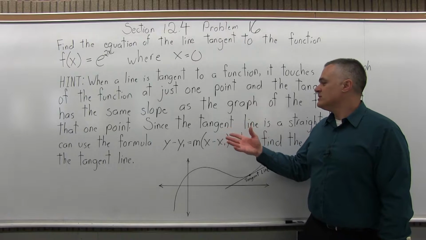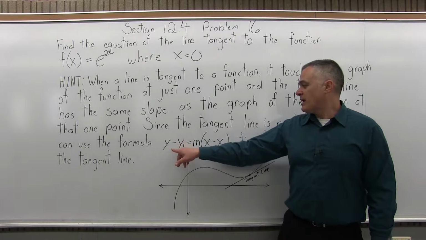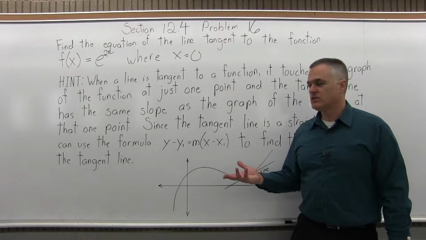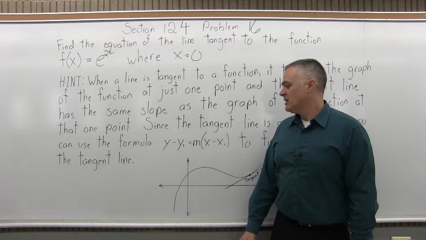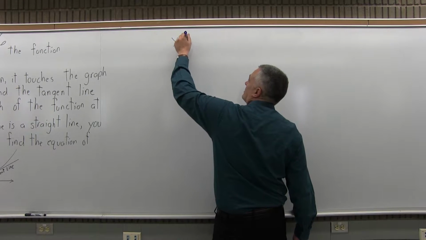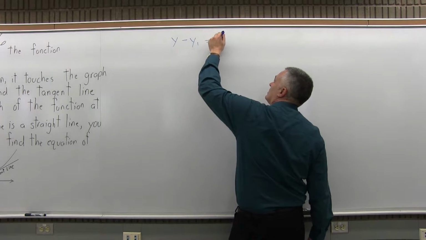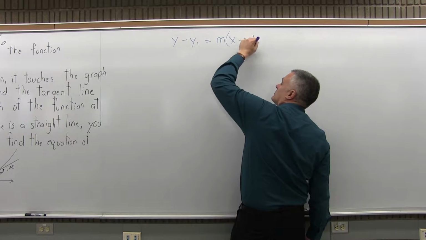And the hint continues, since the tangent line is a straight line, you can use the formula y minus y1 equals m times x minus x1 to find the equation of the tangent line. This is the formula used for the equation of just about any straight line. So we'll start with our formula for the equation of a straight line. y minus y1 equals m times x minus x1.